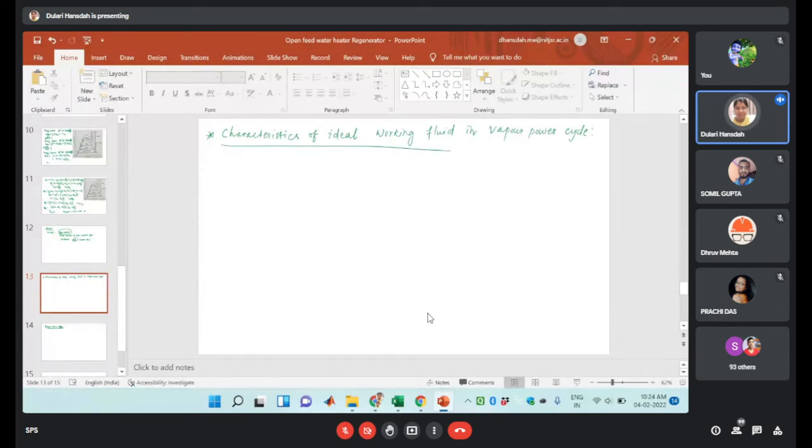So there are certain characteristics of the ideal working fluid in the vapor cycle. As we are using water as the working fluid in the power cycle, it cannot go beyond the maximum temperature that can be used in the steam cycle. Generally, the best available material used in the steam cycle can sustain a maximum temperature of up to 600 degrees Celsius.